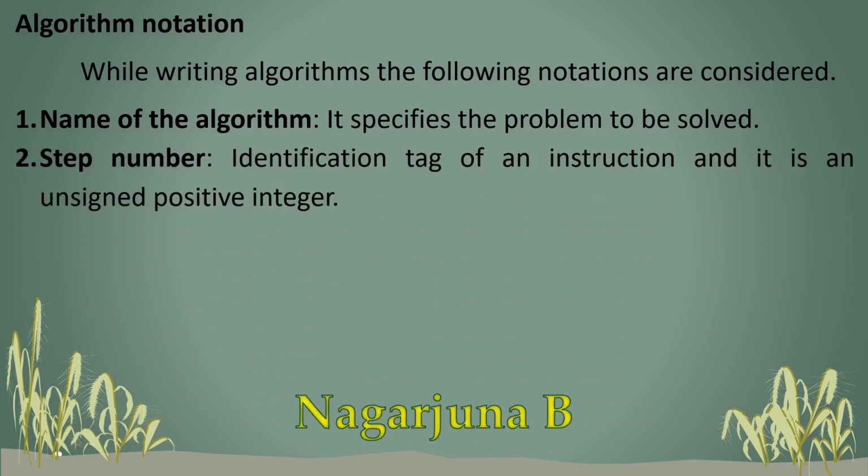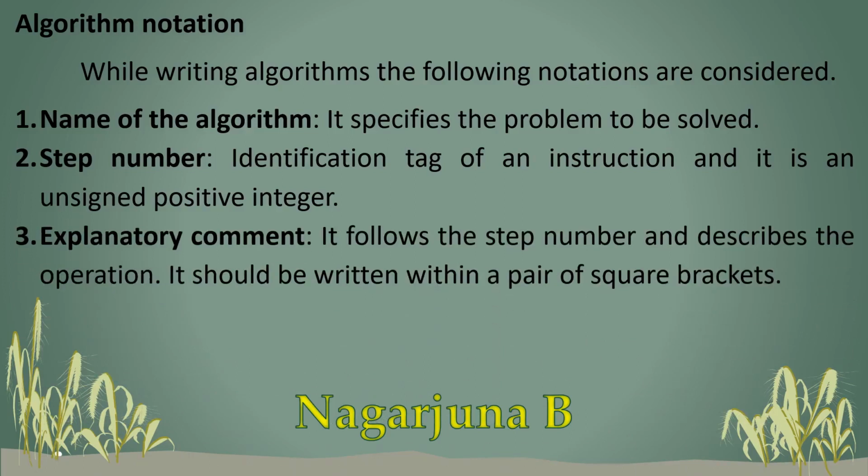The second one, step number. It is also called an identification tag of an instruction, and it is an unsigned positive integer. So we'll be writing step 1, step 2, step 3, step 4. That is a number, and that number will be an unsigned positive integer. That means it will not have either a plus or a minus sign, and it will be a positive number. We'll be writing 1, 2, 3, 4 like that. And it is also called an identification tag of an instruction.